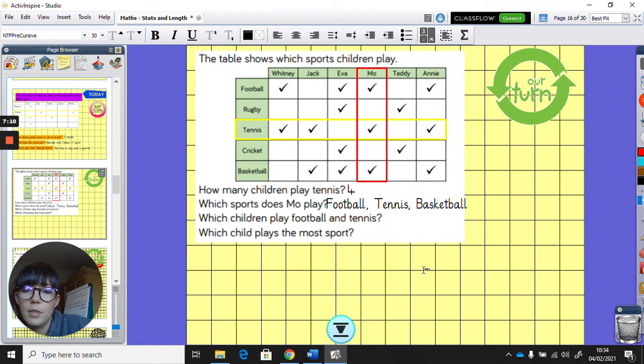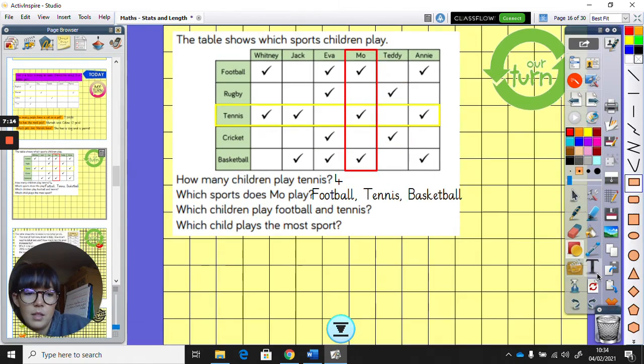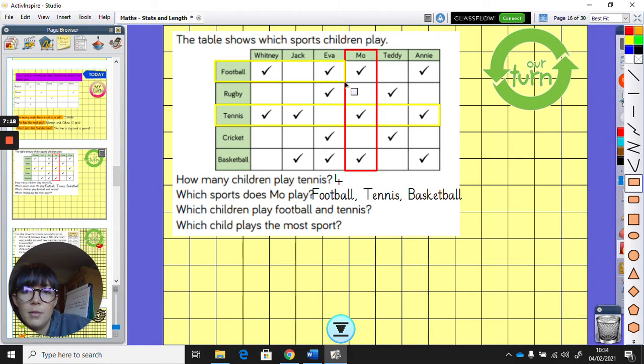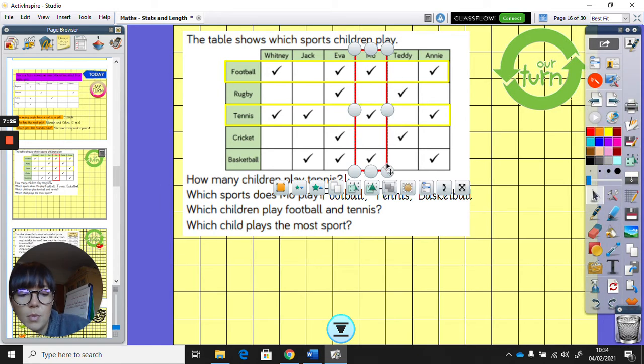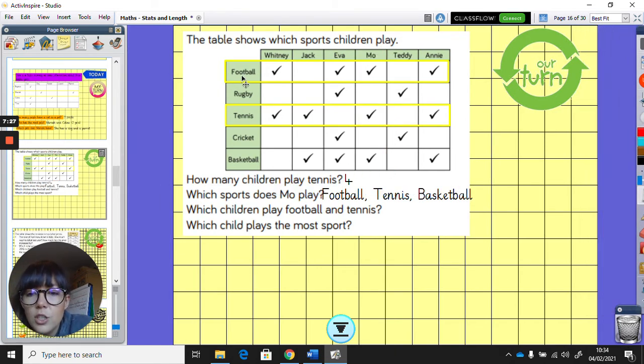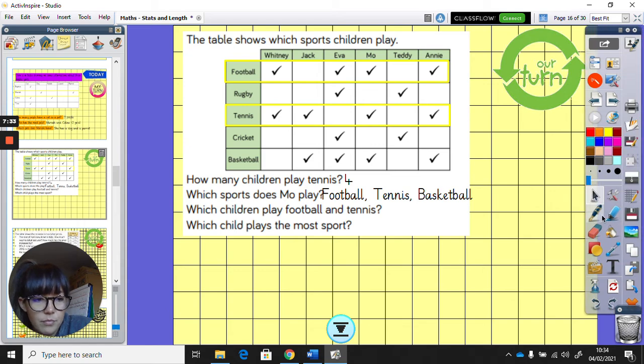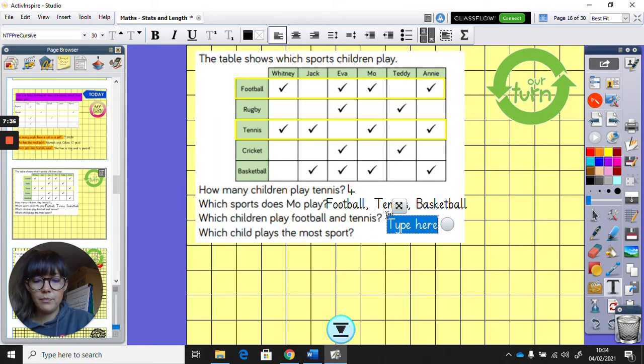Which children play football and tennis? Okay, so for this one, we need to pop a box around football as well. I'm going to delete Mo's box because it's confusing me. Which children play both football and tennis? So does Whitney play football and tennis? Yes. So let's put Whitney down.